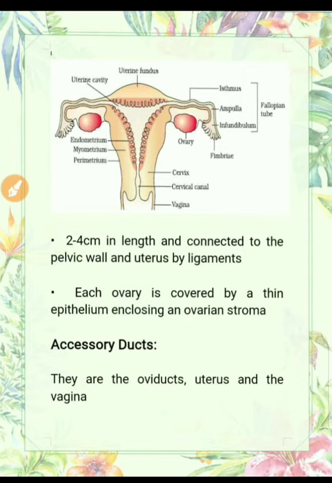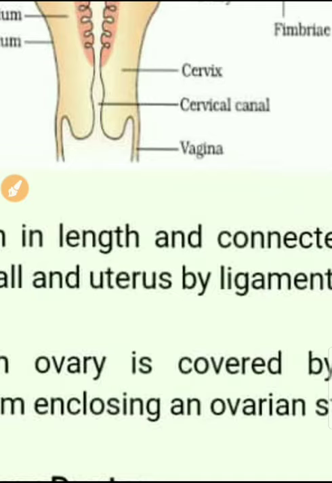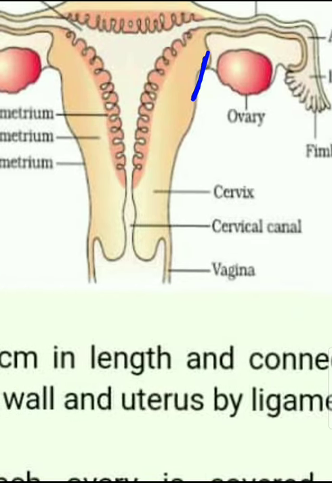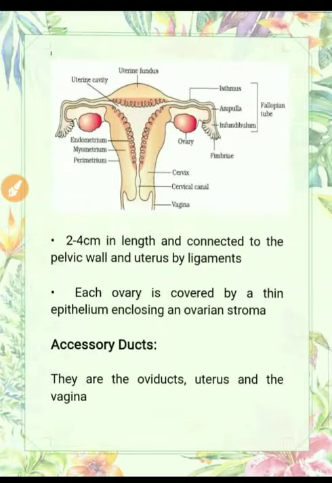Let us see this diagram. These two are the ovaries. Now the ovaries are 2 to 4 centimeters in length and connected to the pelvic wall and uterus by ligaments. You can see here that these ovaries are connected to this uterus by a connection known as a ligament. Each ovary is covered by a thin epithelium enclosing an ovarian stroma, meaning there is a covering-like structure on the ovary.